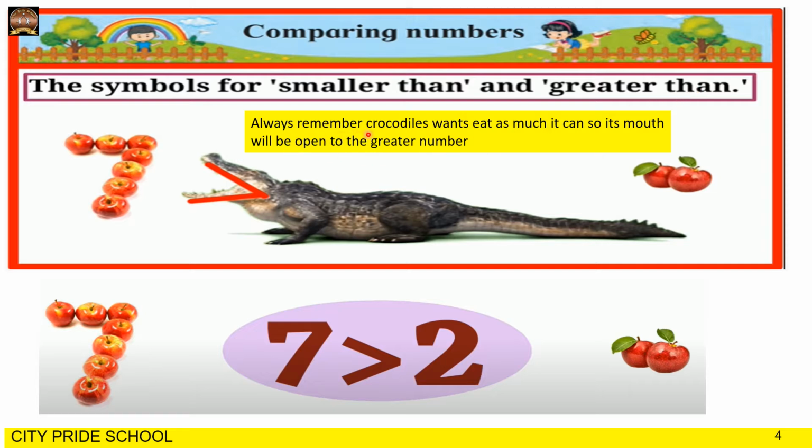And always remember, crocodile wants to eat as much as it can. So its mouth will be open to the greater number, right? So here is 7 and here is 2. So here are 7 apples, here 2 apples. The crocodile's mouth will be open to the bigger number, that is 7, right? And then we will put the symbol. So 7 is greater than 2, right?